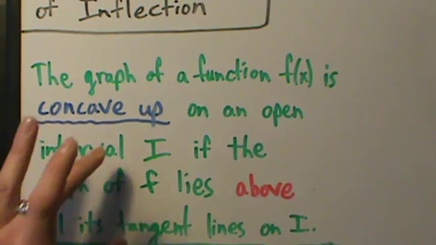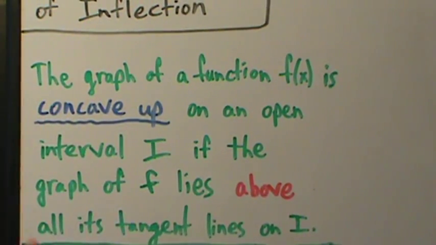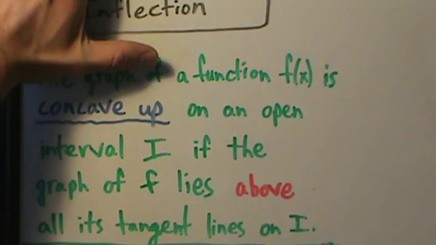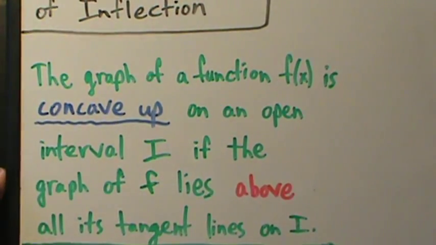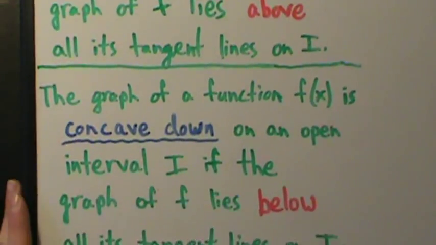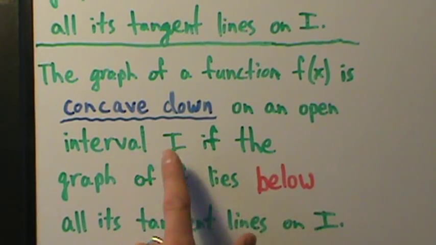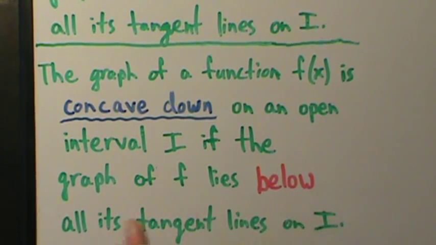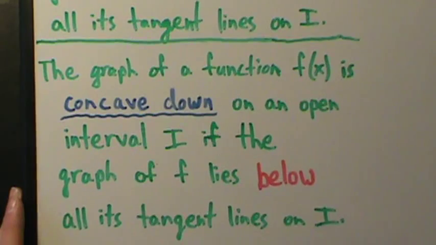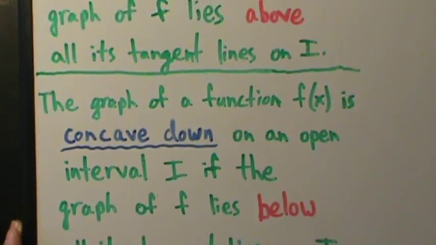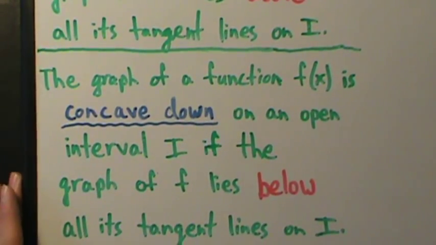When we talk about concave up and concave down, we really are talking about the graph. But if we want to save time or be a little informal, we could just say that the function f of x is concave up. But really, we do mean the graph. And likewise, the graph of a function f of x is concave down on an open interval I if the graph of f lies below all of its tangent lines on I. Let me talk a little bit more about these, then we'll see some pictures of what that looks like.